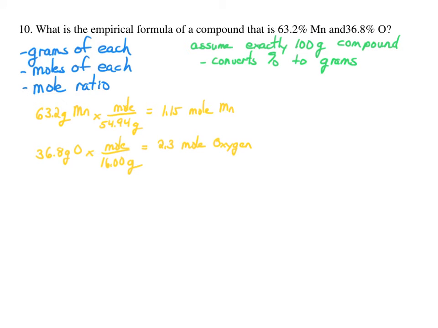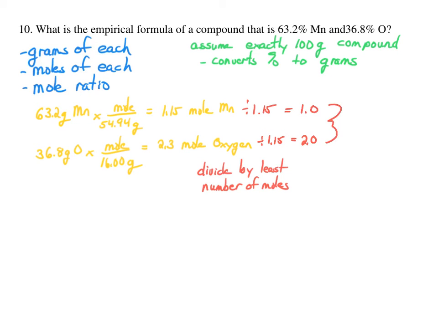So here we have our moles of each, and it certainly looks like a 1 to 2 mole ratio to me, but let's suppose that wasn't obvious to us. So what we're going to do is divide each of these by the least number of moles. And that's what we've done. And what we see is that we have manganese 1.0 to oxygen 2.0, but since we need a whole number ratio, this is MnO2.